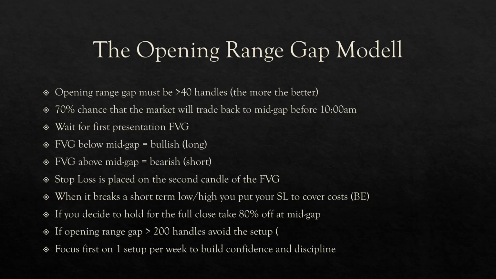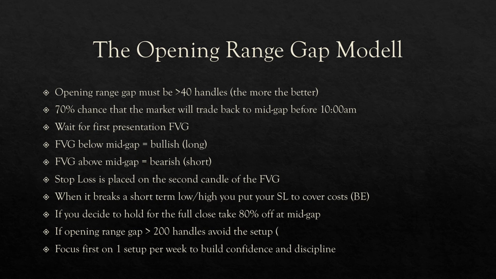Stop loss is placed on the second candle of the fair value gap. So usually a fair value gap consists of 3 candles. You place it above or below. If we look at CBs or BISIs, it must go above or below the second candle. And when it breaks a short-term low or high, you put your SL to cover costs, meaning you put your stop loss to break even.